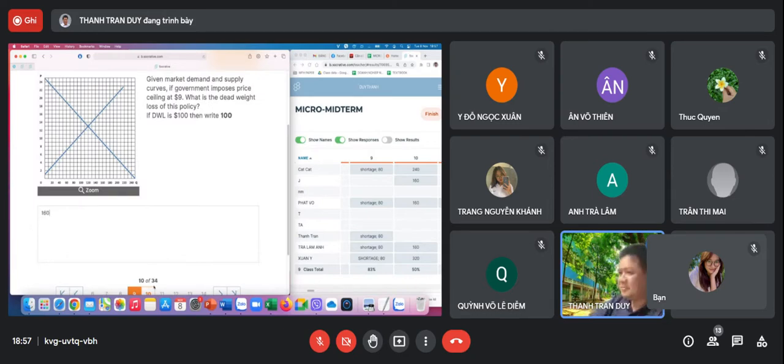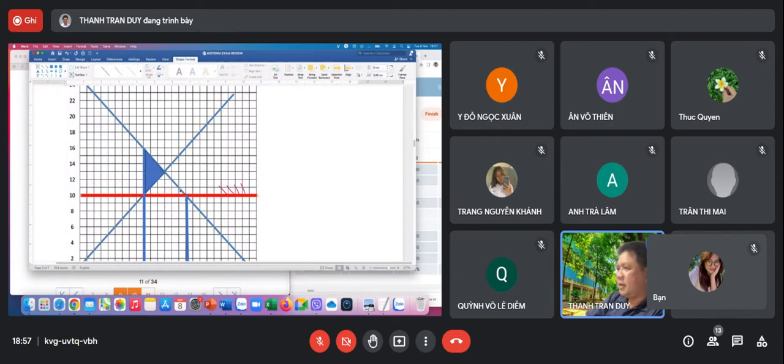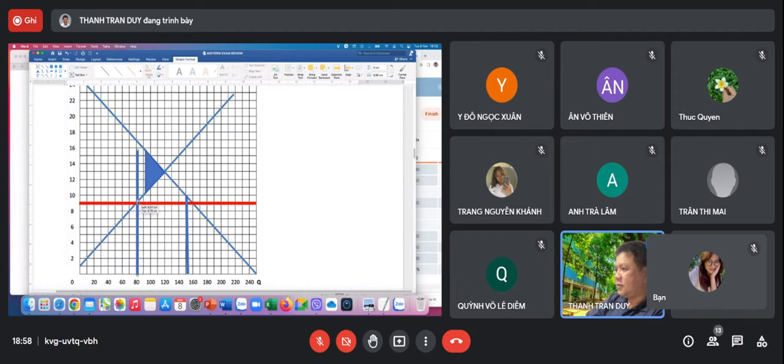Easy, right? Next, given market supply and demand, the government imposed a ceiling at 9. What is consumer surplus? Now, let me move to this one. The ceiling is 9, right?